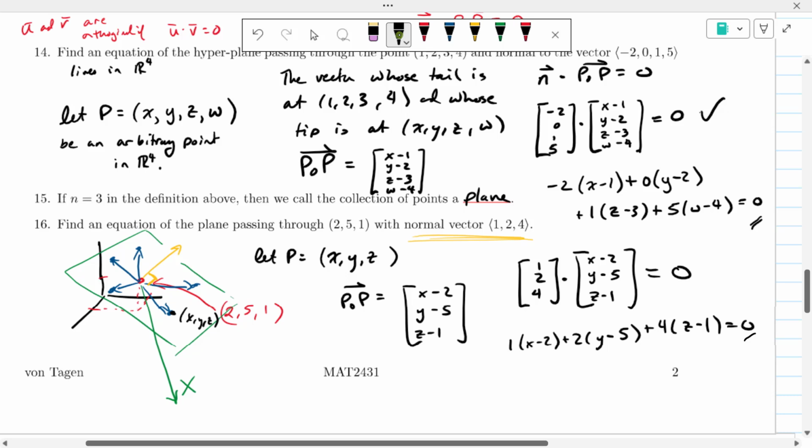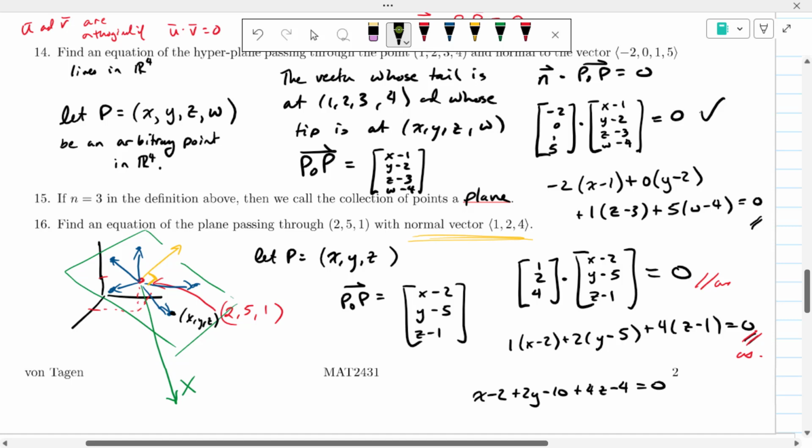I could park my answer here, and I'm actually happy. If I ask you for an equation of a plane, you could park your answer here, or you could actually expand everything out, and I'm going to do that. So if I distribute this 1 through, we would have x minus 2. If I distribute this 2 through, we'd have plus 2y minus 10. And if I distribute this 4 through, we'd have plus 4z minus 4, and this has to equal 0.